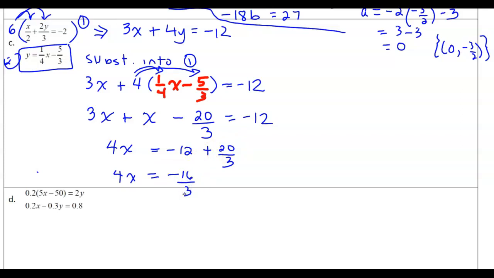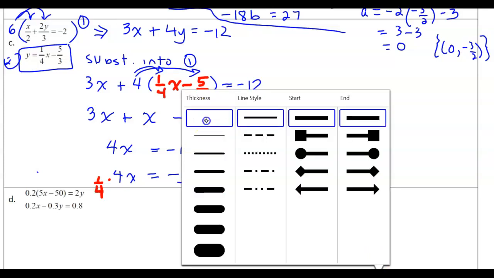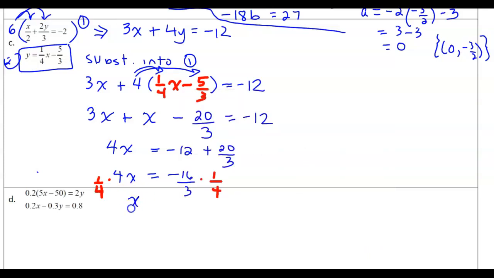And this is where students sometimes have a hard time with dividing by 4. But what I would say is think about it as multiplying by 1/4 both sides. So then I'm kind of doing this in big writing, but then you'll get x equals negative 16 over 12. The 4's divide out, so that would be negative 4 over 3. Okay.